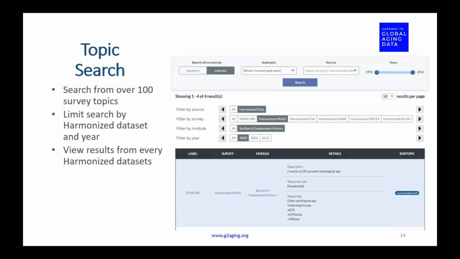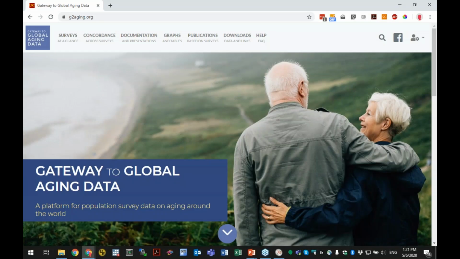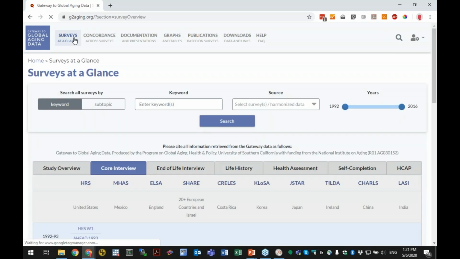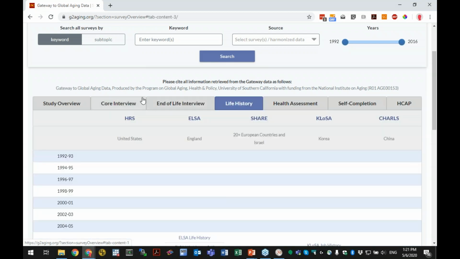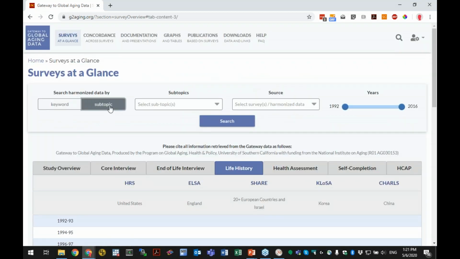For the topic search, it works slightly differently than the keyword search. And for that, let's switch back to the gateway itself. So we'll click on surveys at a glance, and that's where you can get access to that search, that study overview we saw, for instance, by clicking on ELSA here, and find information about the other studies. But let's look at a subtopic search.